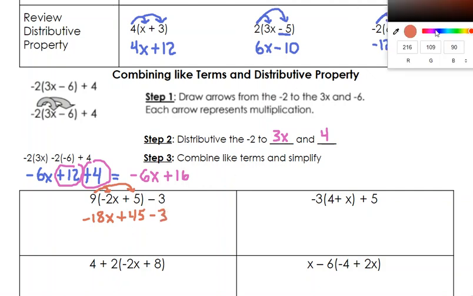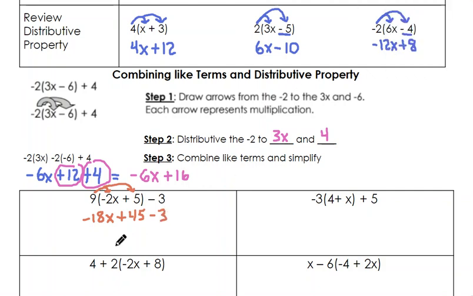All right, so then I want to think to myself, are there any like terms? And there are. There's a plus 45, and there's a -3. They're both just numbers, so I can combine those. 45 minus 3 will give me a positive 42. So I combined those two together and gave me 42. And I still have this -18x. I just can't combine it with anything, so I just bring it down, and that's my final answer. I can't do anything else.